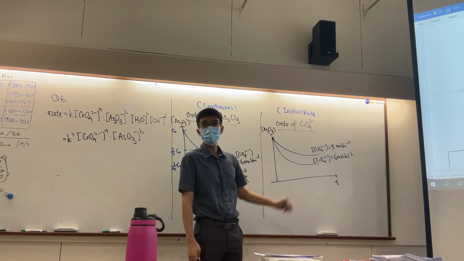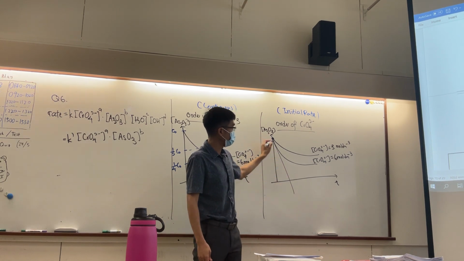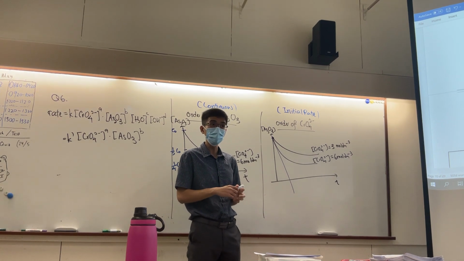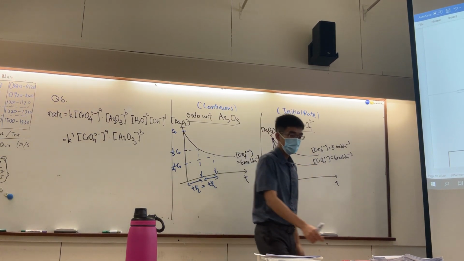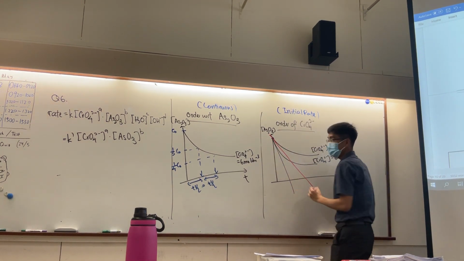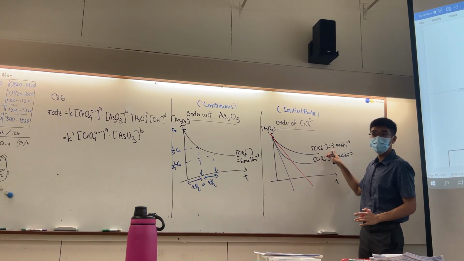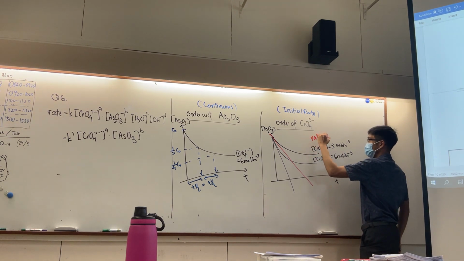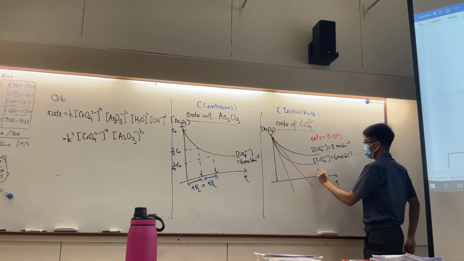So what can you do? This is a concentration time graph. If I draw a tangent and I find the gradient over here, what does the gradient give me? The rate of reaction. So this one will give me the rate of reaction for this experiment. Then you do the same thing, you draw a tangent for the other line at t equals to 0. You find the gradient, this will give you the rate of reaction for the other experiment instead. So you can find two rates really. So this one roughly is like this one. Then this one is like this.